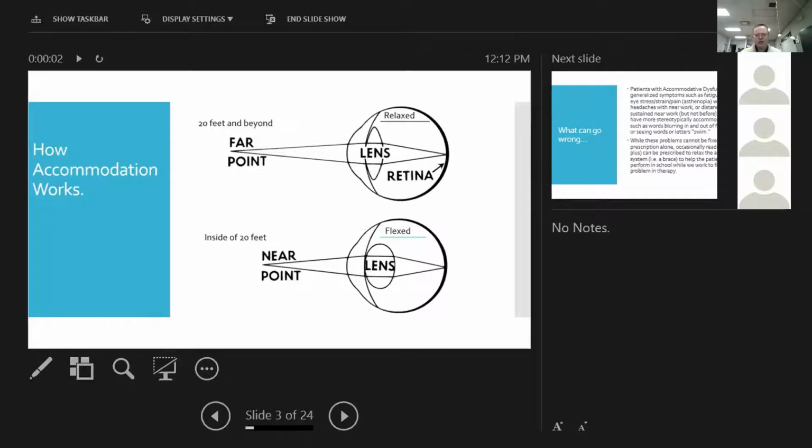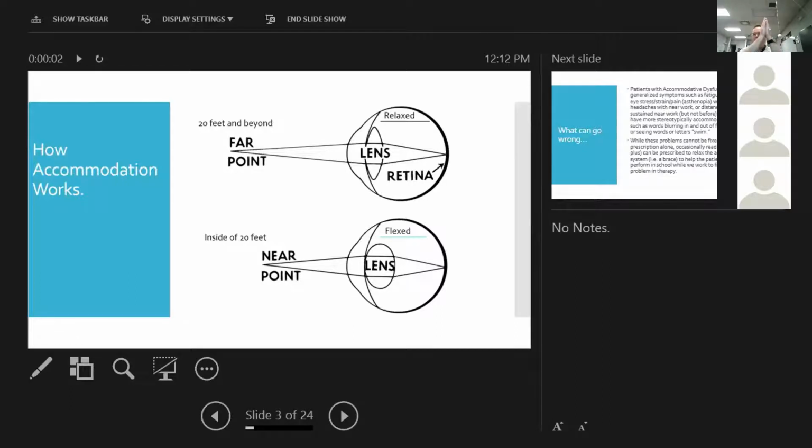So we're kind of created to have this buffer of 20 feet around us, and that's where we're going to relax our eyes. And you'll notice that in the relaxed one, the lens is nice and thin. There's no flexation making that lens go from that relaxed state to flex state. So it's nice and relaxed. Light can just pass through from a far point and get all the way back to the retina. Now, inside of 20 feet, that is when accommodation has to take place.